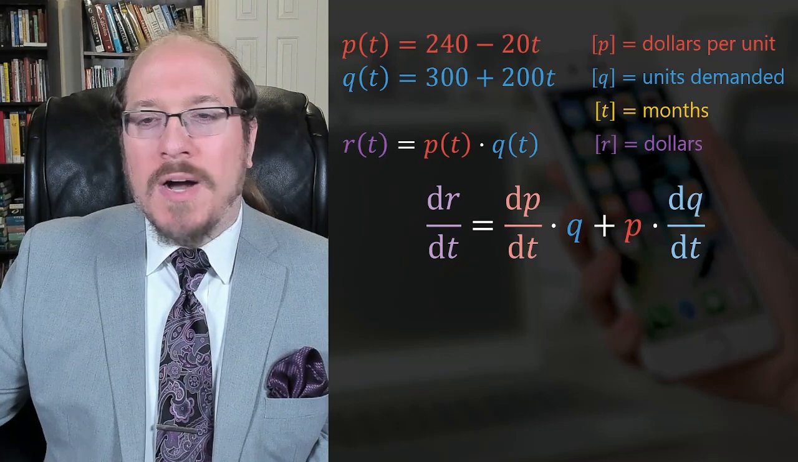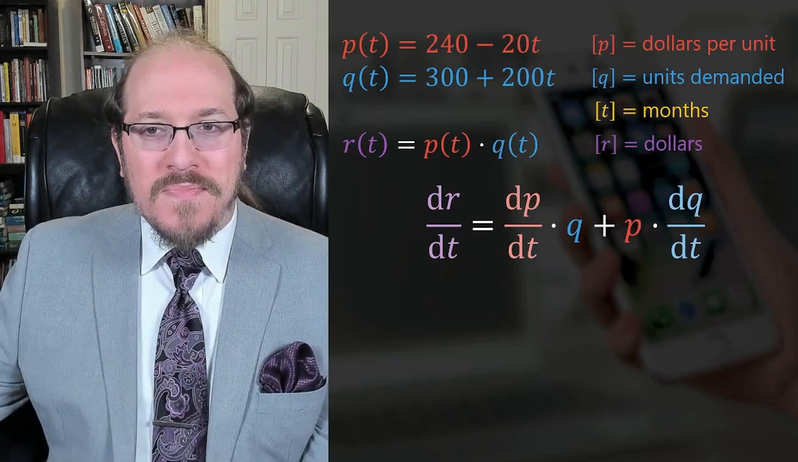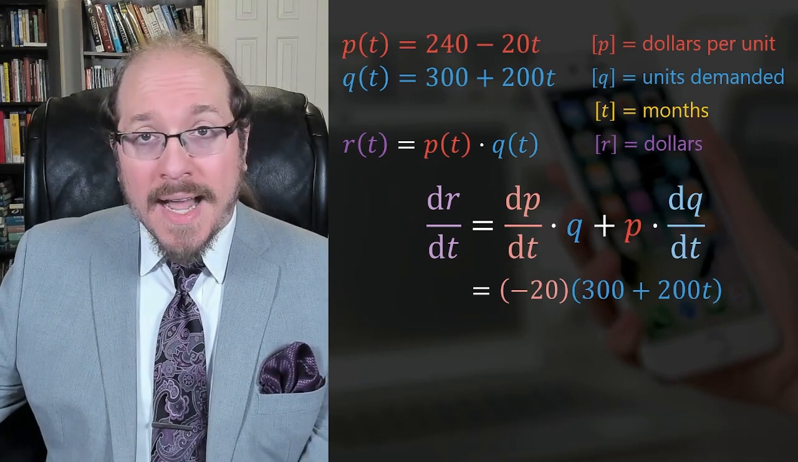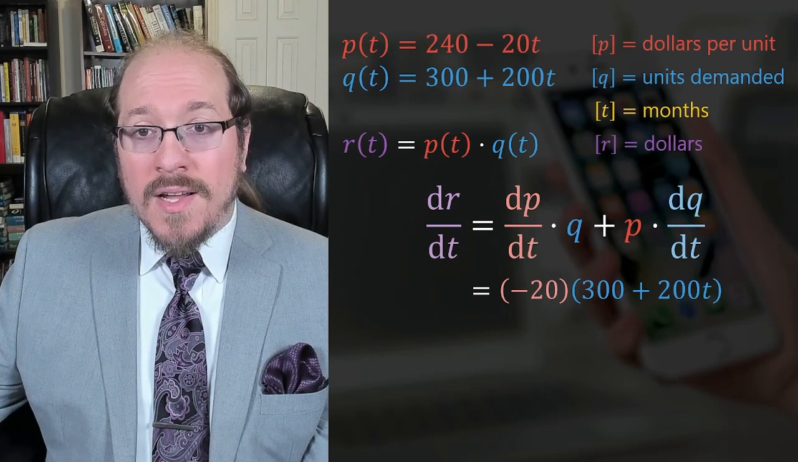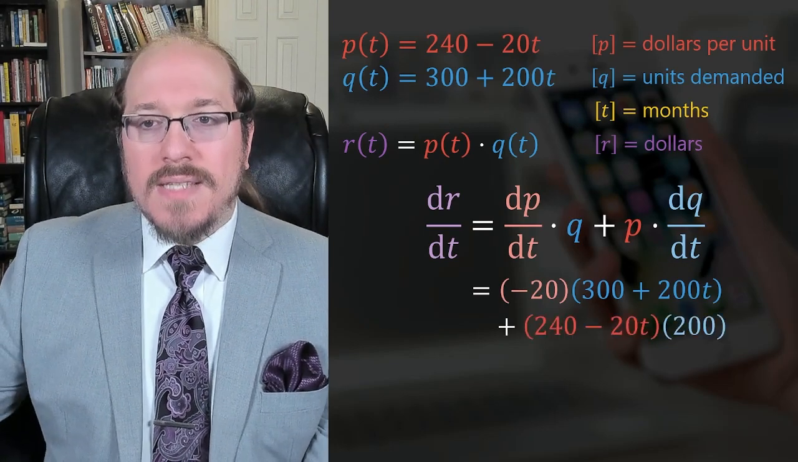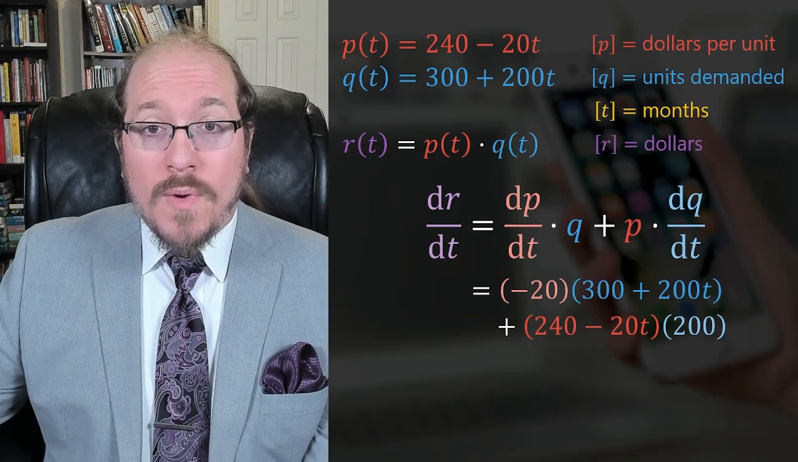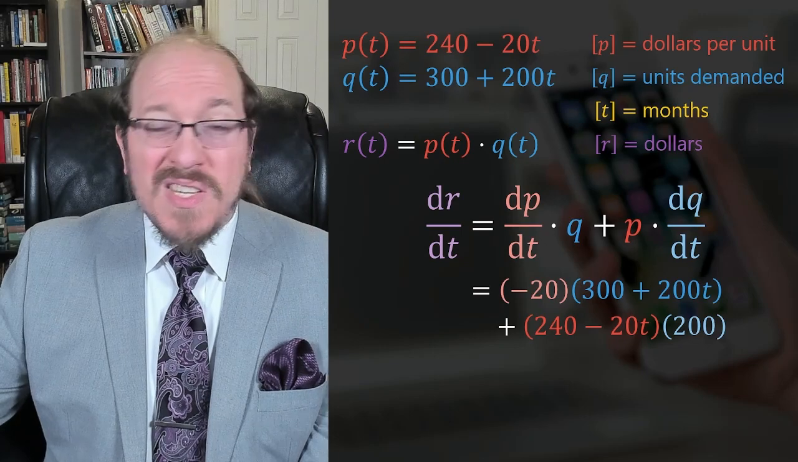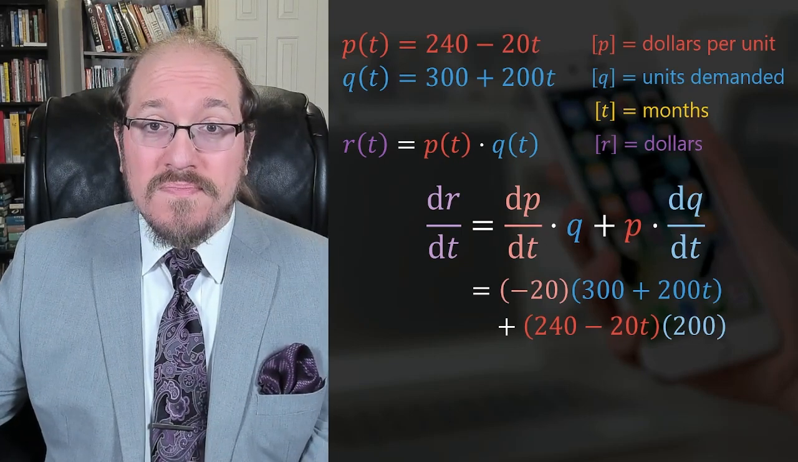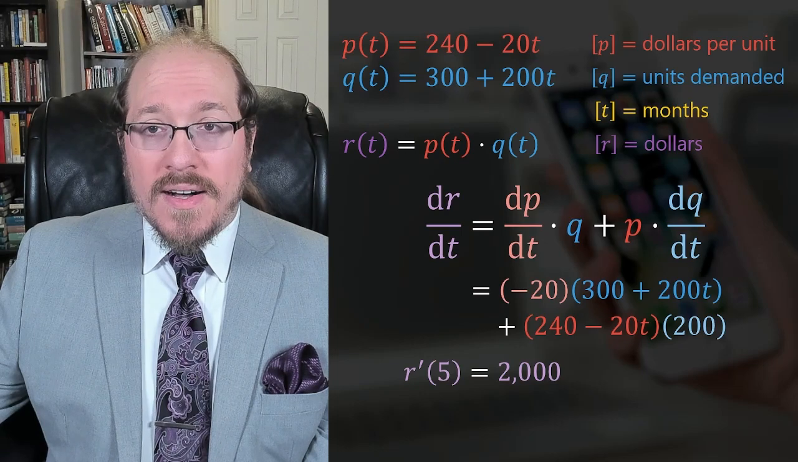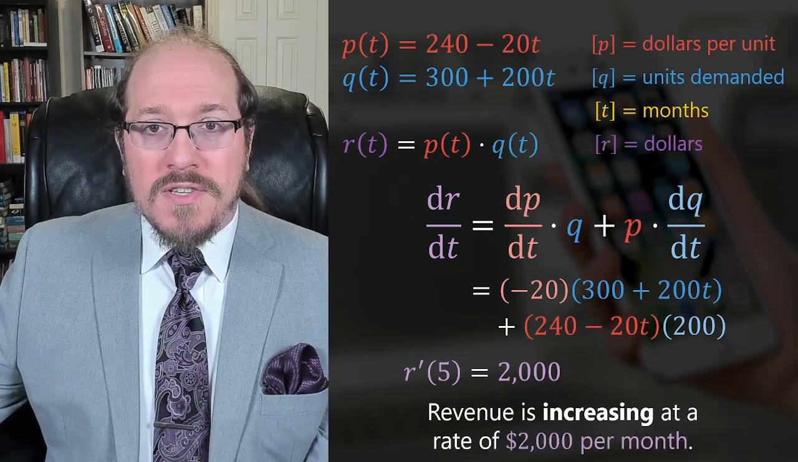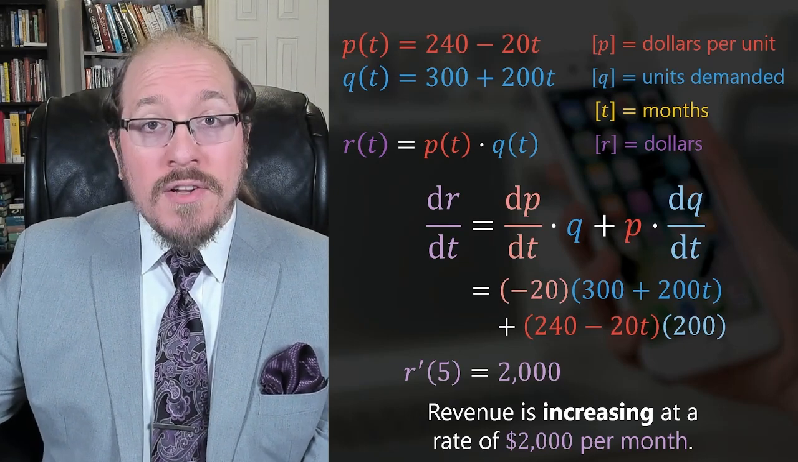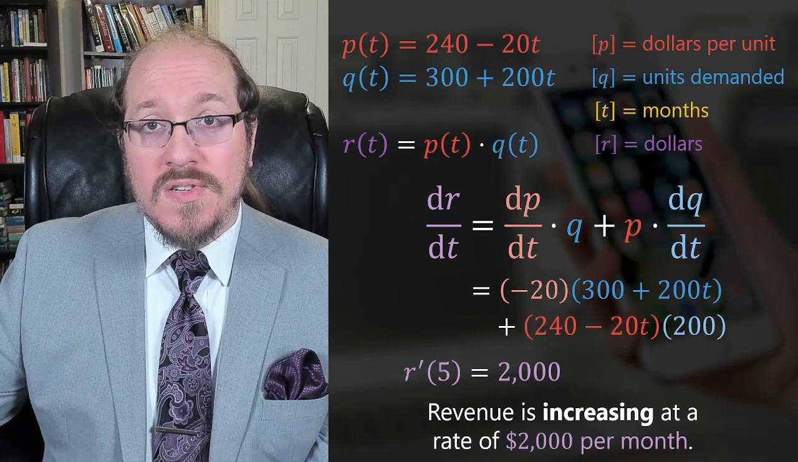Let's go back to our tech company and see how we can use this new rule. We have dp over dt, which is negative 20, times the entirety of the function q. Then plus the entirety of p times dq over dt, which is 200. We could clean this up by multiplying everything out, but that's only if we really need to. That's our choice. So if we plug in t equals 5, then we get 2,000. So now we know that 5 months after the gadget comes out, the company's revenue is increasing at a rate of $2,000 per month. There we go.